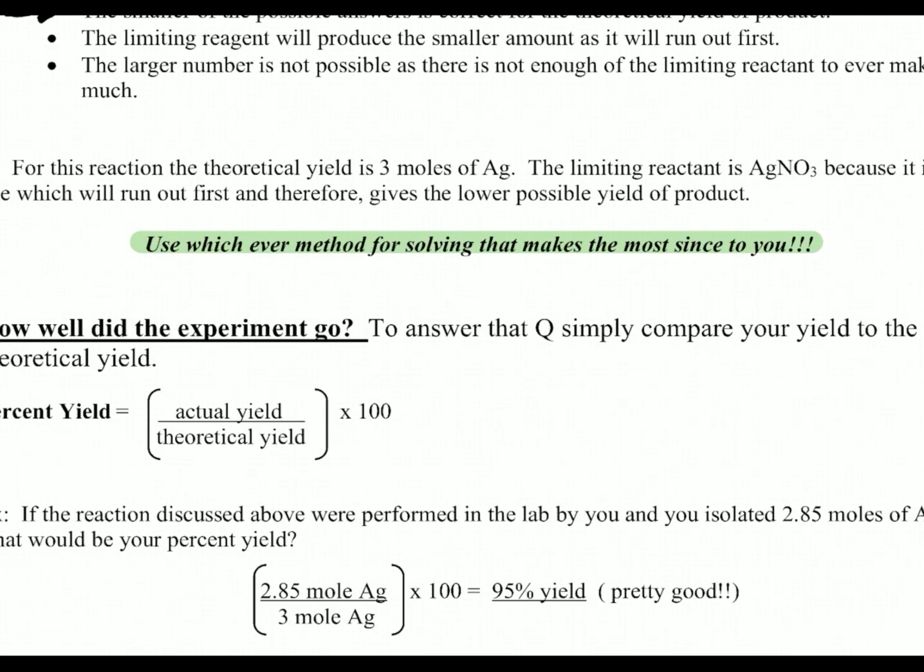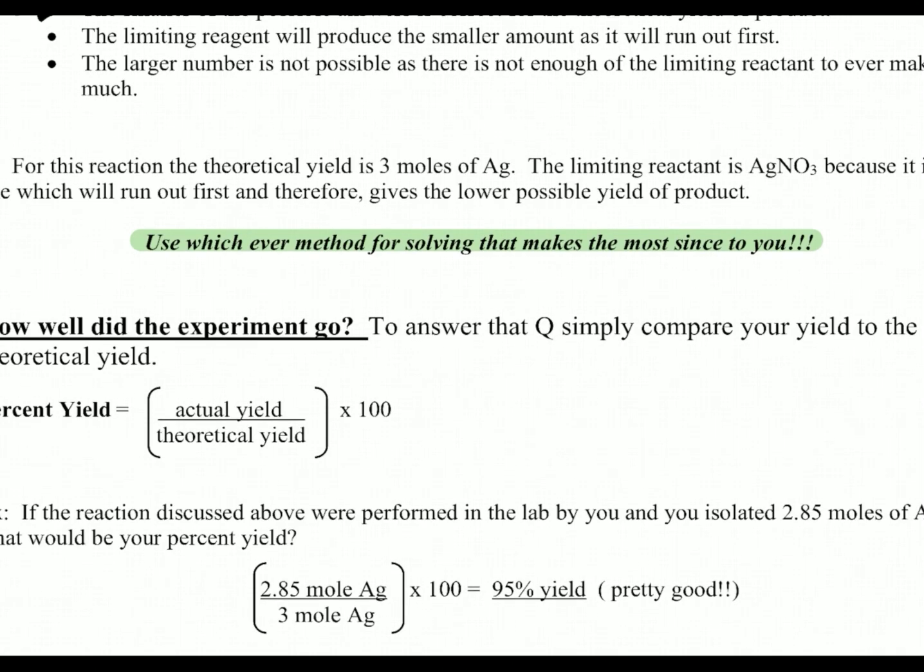All right, so once we figure out who the limiting reactant is and we calculate what the theoretical yield is, our next question, and obviously a really big question for chemists, is how did we do? What kind of efficiency did we have in our reaction? How much did we get compared to how much we were supposed to? Well, that's called percent yield.